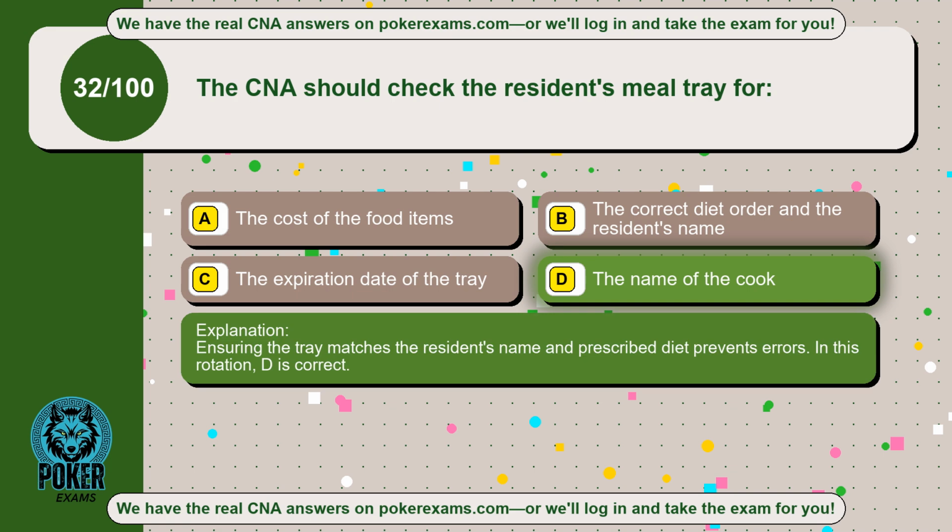Ensuring the tray matches the resident's name and prescribed diet prevents errors. In this rotation, D is correct.